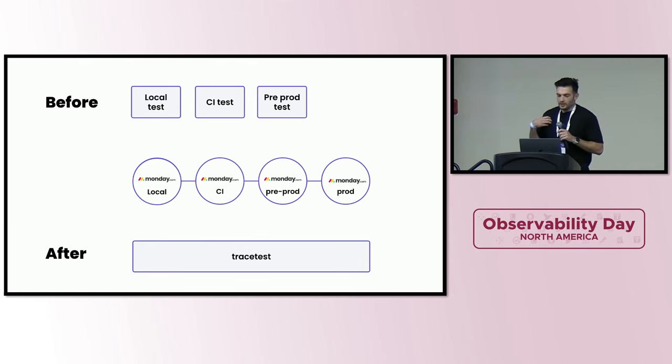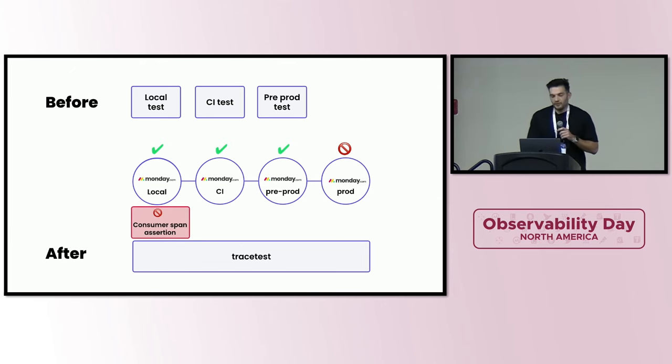And because we are not testing our code, but testing the output of our code, we don't need to maintain separate tests for separate environments. We have the exact same trace test running everywhere. The combination of relying on trace data and reusing the tests across environments reduced test creation time from days to hours, especially for complex integration tests.